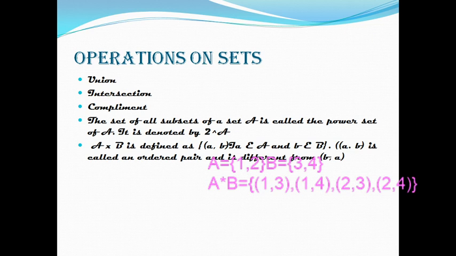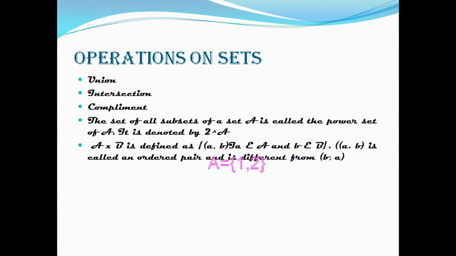Okay, I have also already said A cross B is not equal to B cross A because the order is different. In A cross B we are taking first A then B, in B cross A first B then A. Okay, we can see the definition. A cross B is defined as the set of pairs (a, b), where a is an element of A and b is an element of B, and (a, b) is different from (b, a).